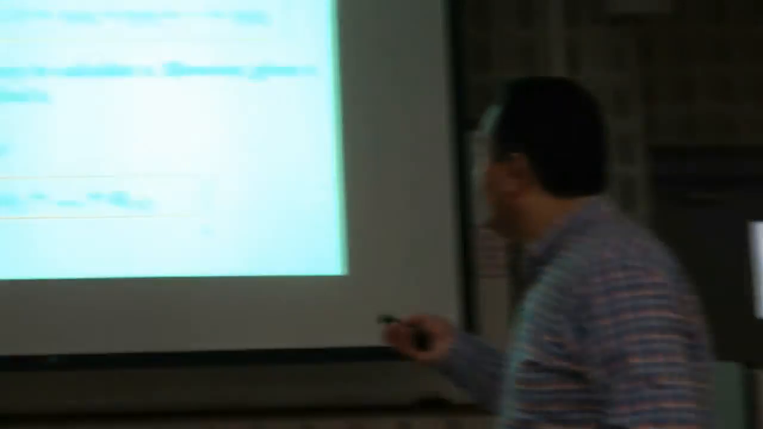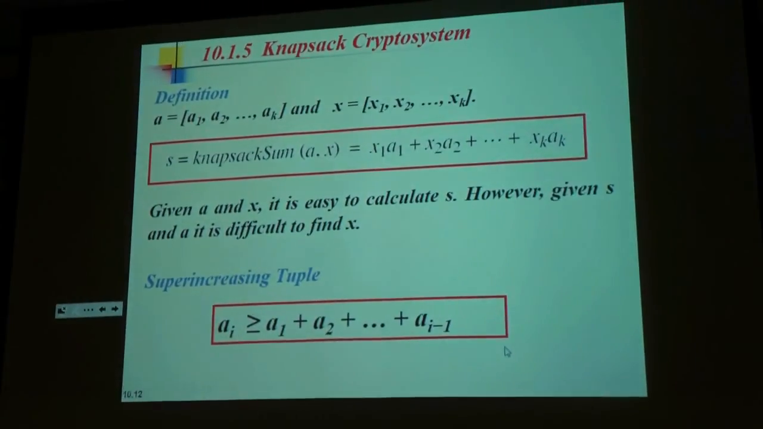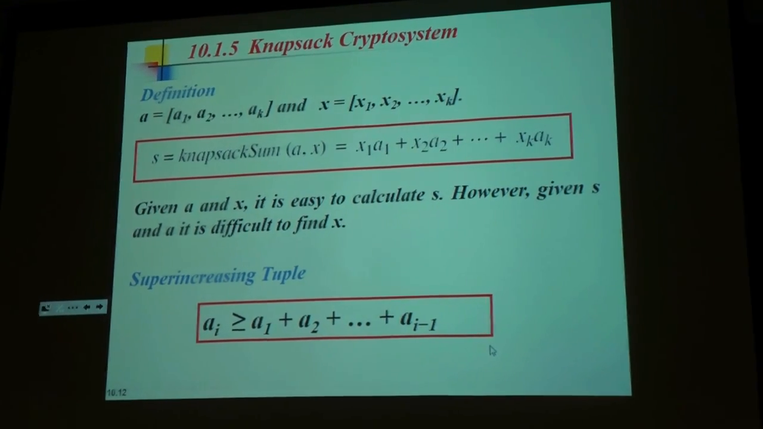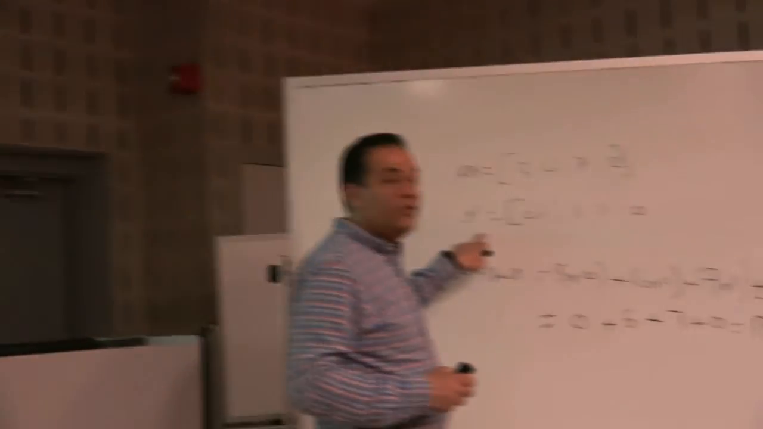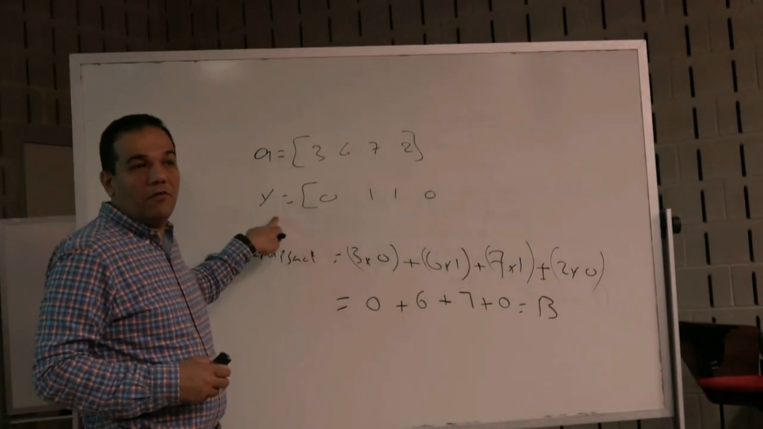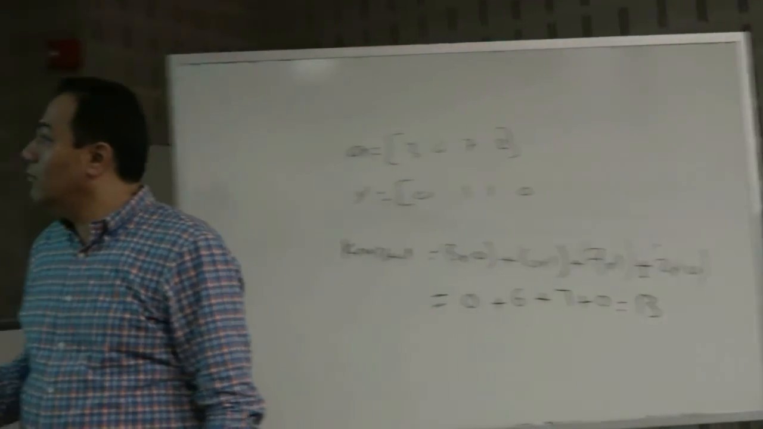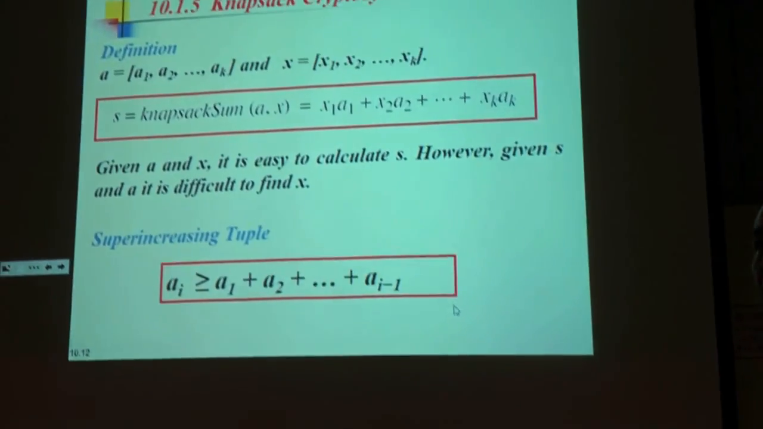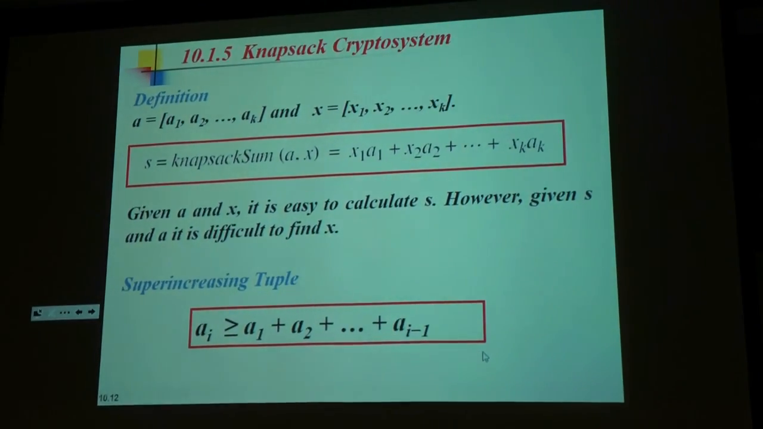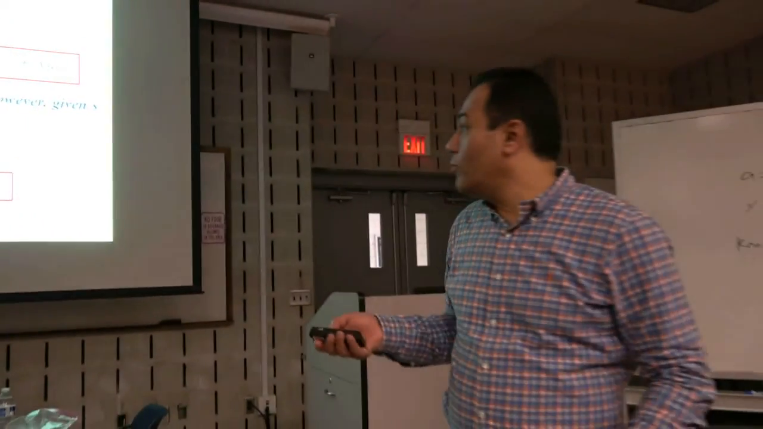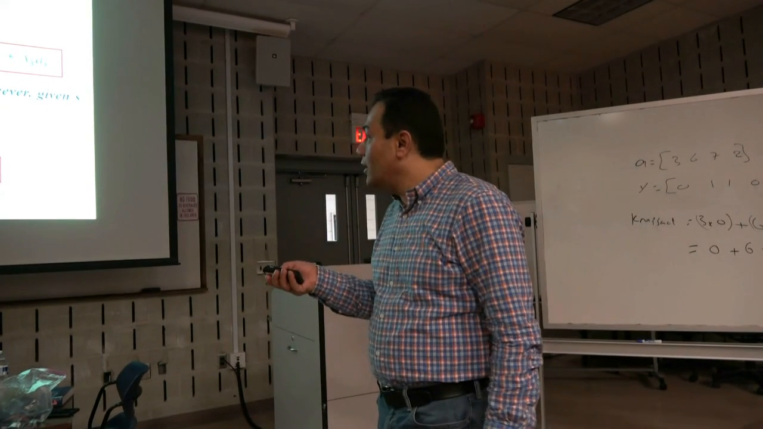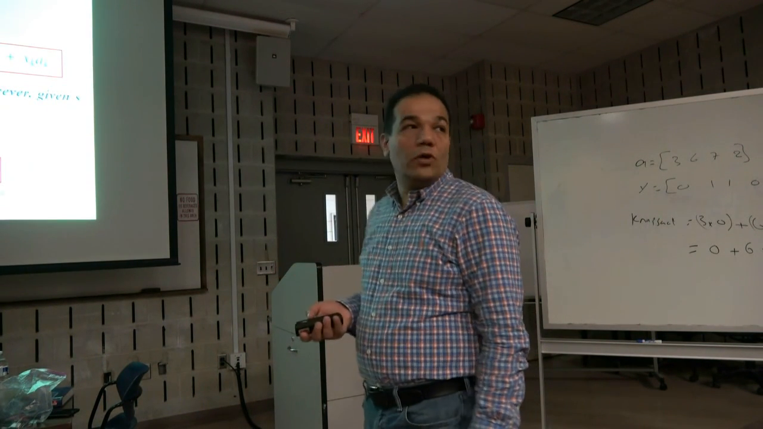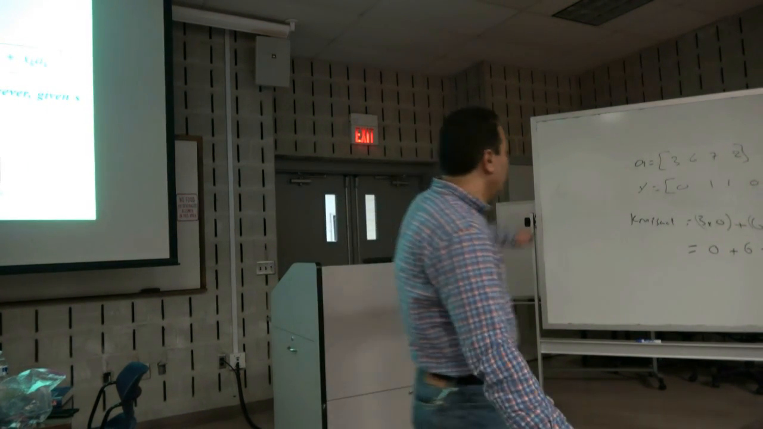However, given S and A, it is very difficult to find X. If I have 13 and I have the A, is it easy to calculate X? No. It's very difficult to calculate X. Okay. So to make a trapdoor, we make A increasing. So each Ai is bigger than all the previous ones. So for example, this one does not apply.